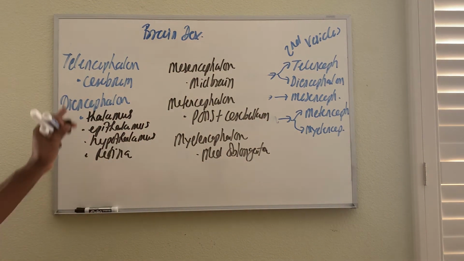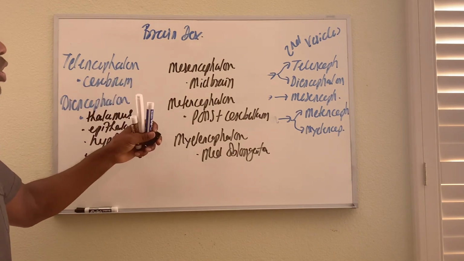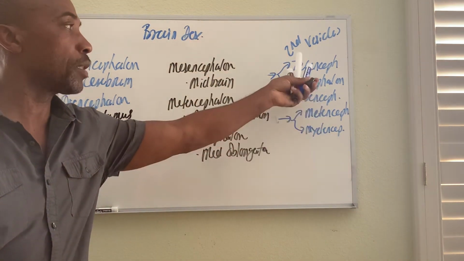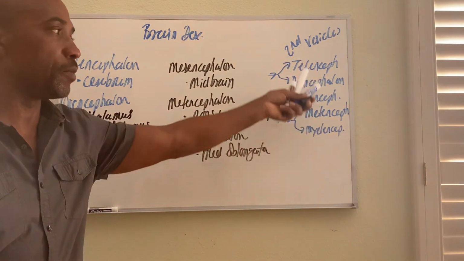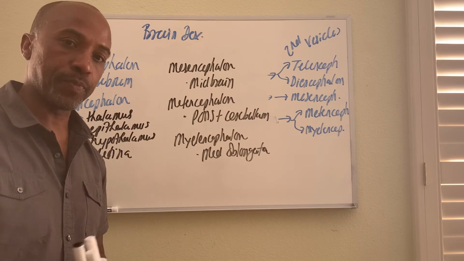Okay, so please know for me how the brain develops. From the neural tube to the primary vesicles to the secondary vesicles, and then what permanent structures are formed from these 5 secondary vesicles. Okay, we'll pause there.